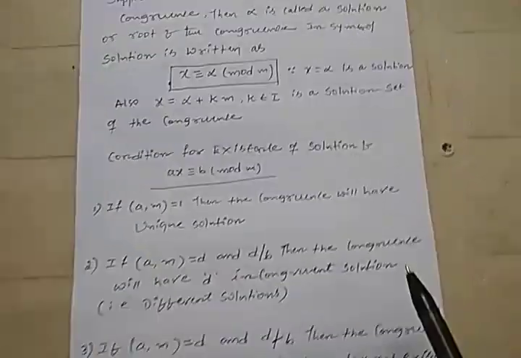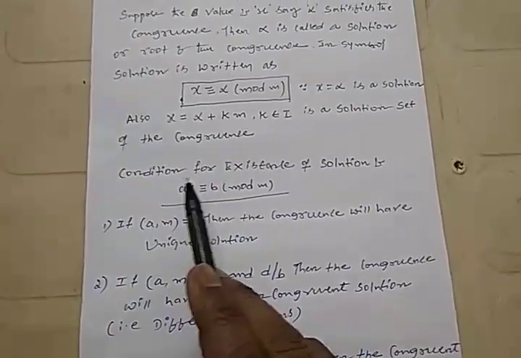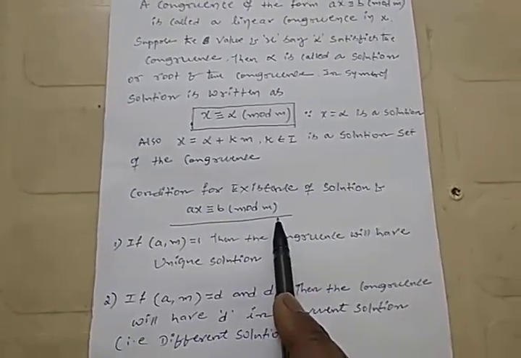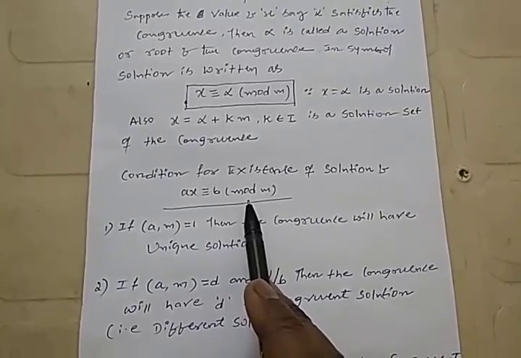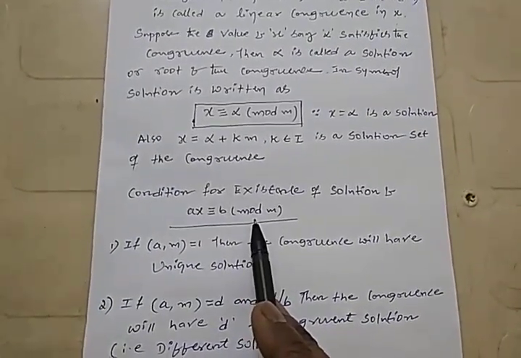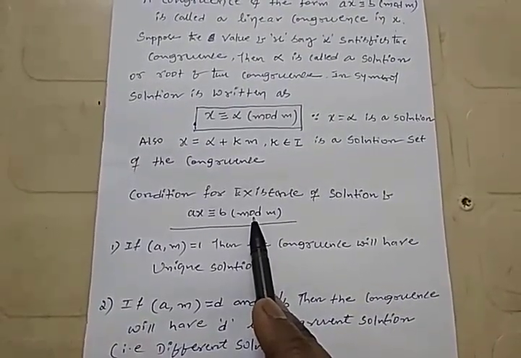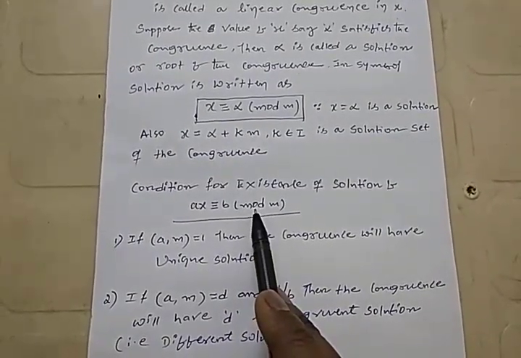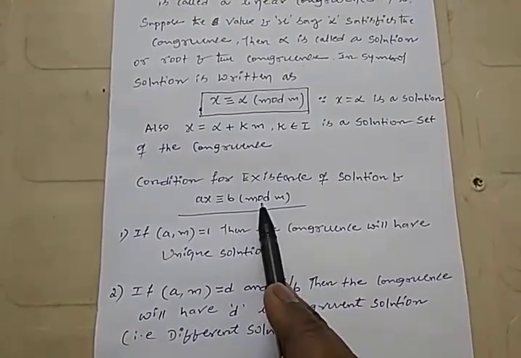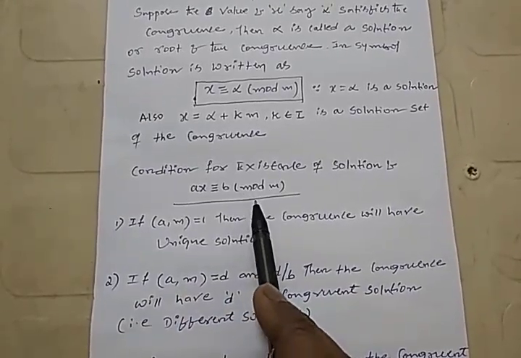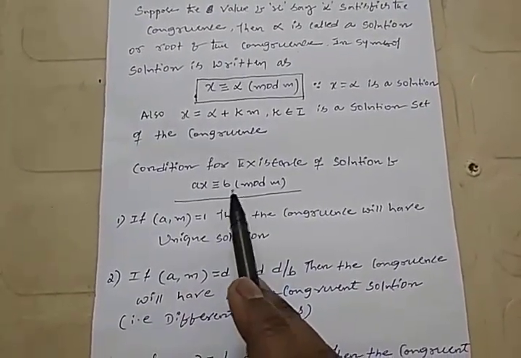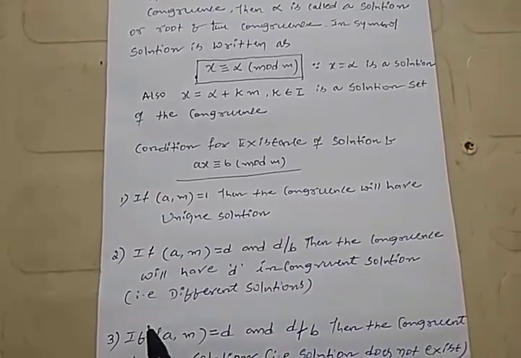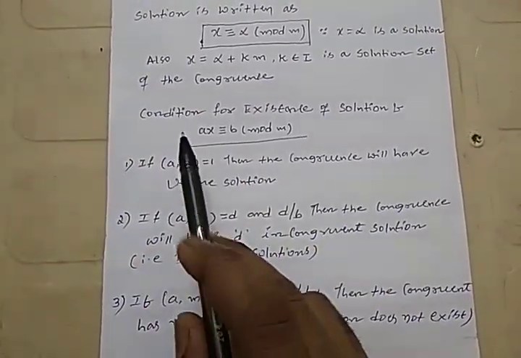Now let us see the important concept: existence of the solution for ax is congruent to b mod m. This given linear congruence may have a unique solution within the mod m, or some linear congruences may have 2 or 3 solutions within the mod m. Some linear congruences have no solution. Let me see how to verify whether a given congruence has a unique solution, more than one solution, or no solution. On which condition? Let me see.